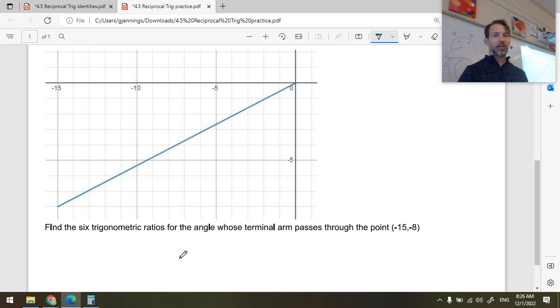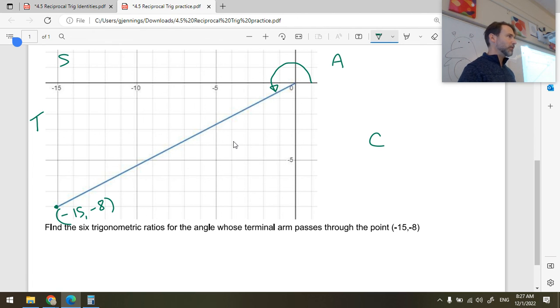Oh, this one's in the third quadrant. So we have C, A, S. I bet only tangent is positive down here because this point down here is the point negative 15, negative 8. And let's find this angle that rotates this way to create that angle.